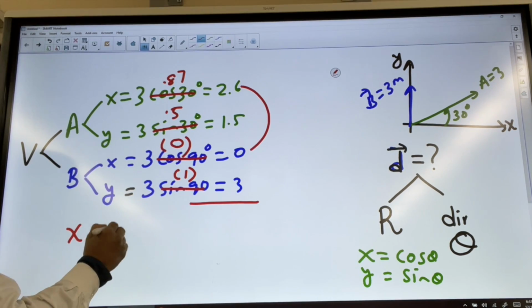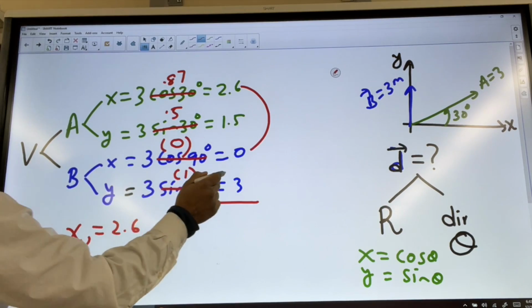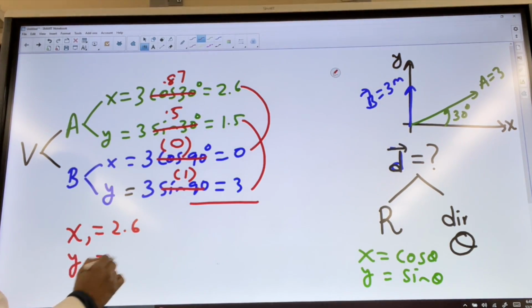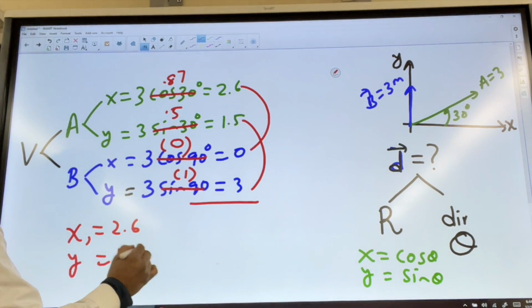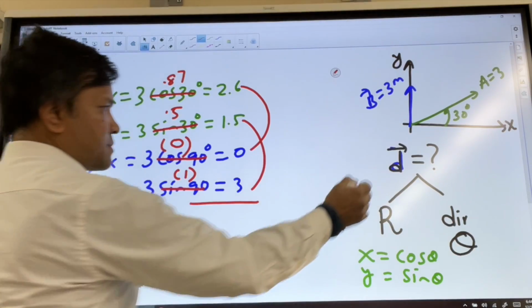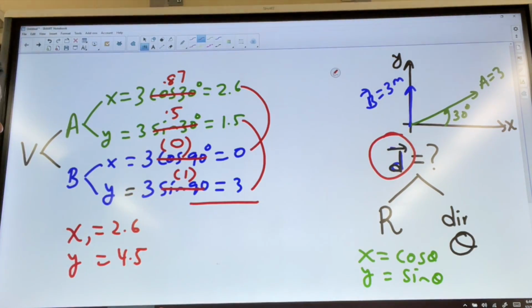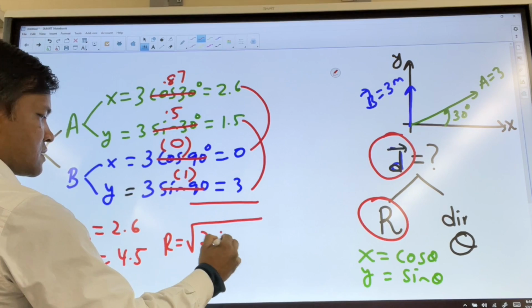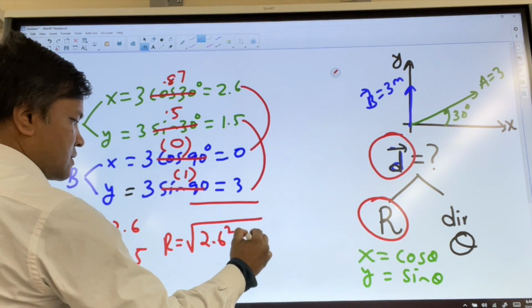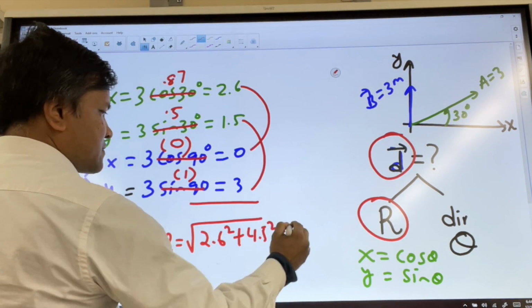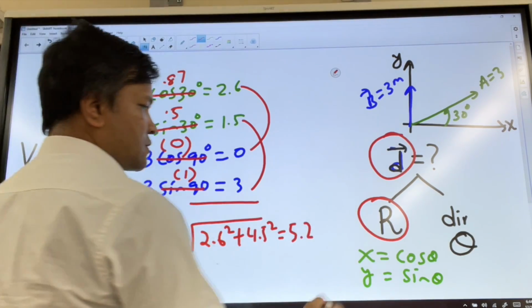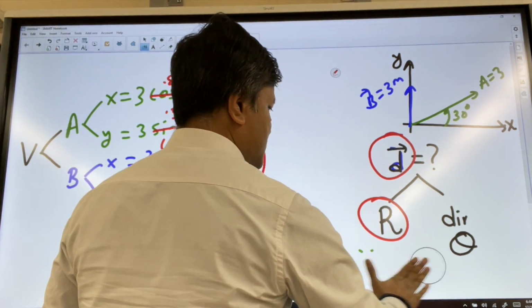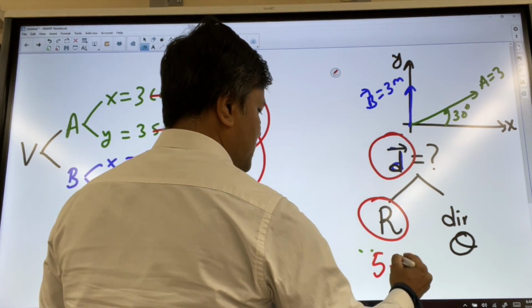X is what? 2.6. And now you have to do y. Y is 3 plus 1.5. Y is 4.5. Okay, now I want to find the displacement vector. I want to find the resultant. So the resultant is the square root of 2.6 squared plus 4.5 squared. So resultant is 5.2. I can erase this one because you already know what that means, 5.2 meter.